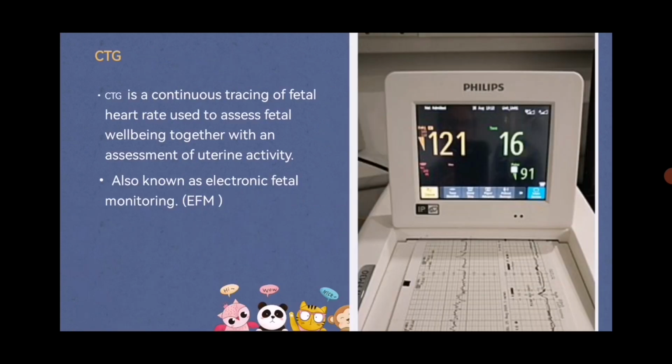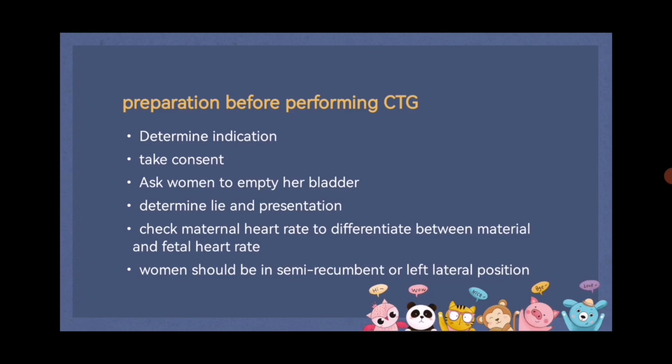CTG is a continuous tracing of fetal heart rate used to assess fetal well-being together with an assessment of uterine activity, also known as electronic fetal monitoring. Preparation before performing CTG: first, you should determine indication, take consent, very important, ask woman to empty her bladder, determine lie and presentation, check maternal heart rate to differentiate between maternal and fetal heart rate. Women should be in semi-recumbent or left lateral position.